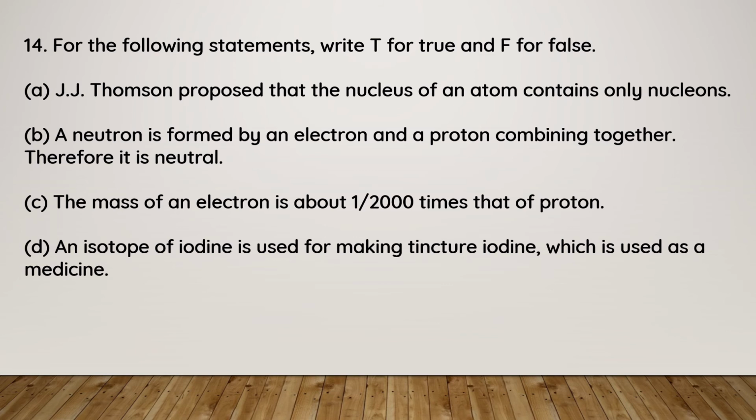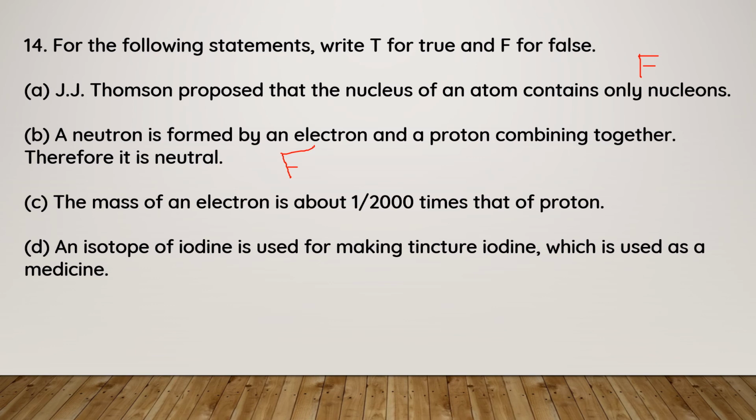So that statement is false, because J.J. Thomson proposed that electrons are evenly distributed in the positive sphere. Second one, a neutron is formed by an electron and a proton combining together, therefore it is neutral. That is also a wrong statement. Neutron, electron and proton are the particles of an atom. So that statement is also false.